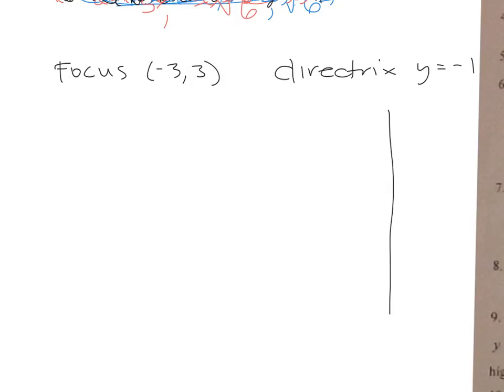Okay, so number 11 says to find the equation for the parabola given the following information. So this is 11a. They give us the focus is -3, 3. And they give us the directrix is y is equal to -1. All right, so let's draw a picture here. I have -3, 3.